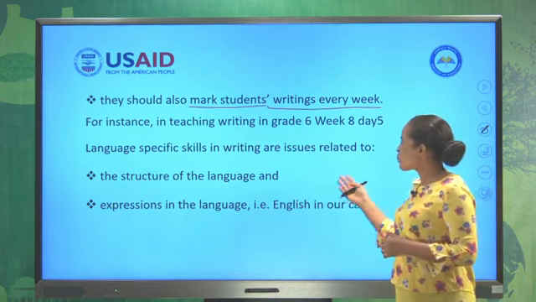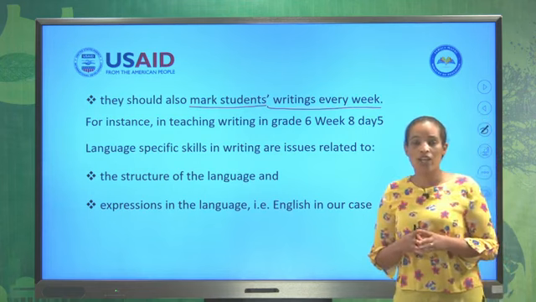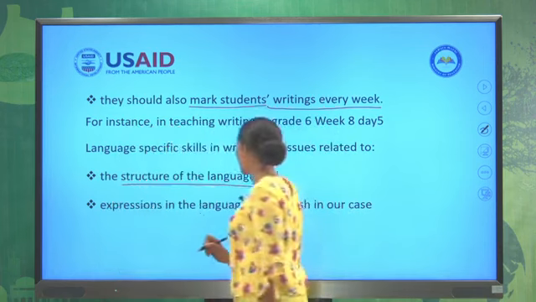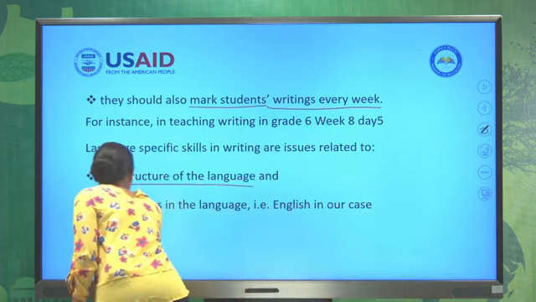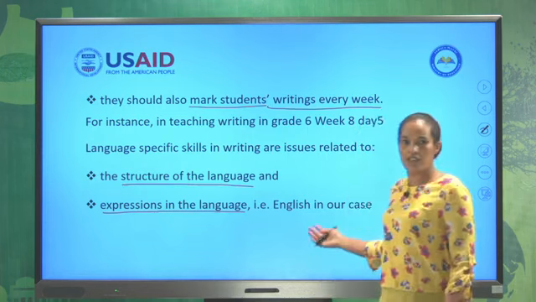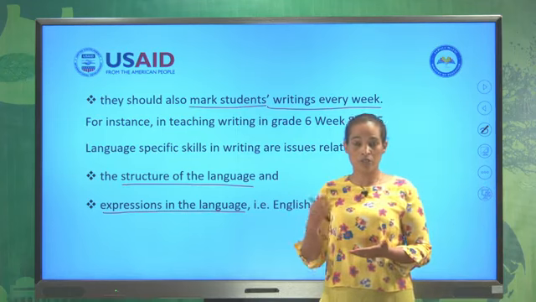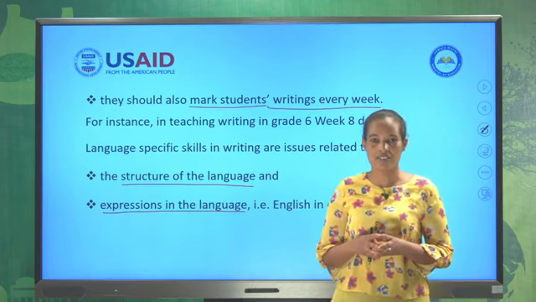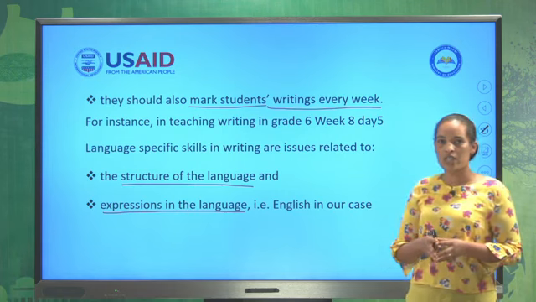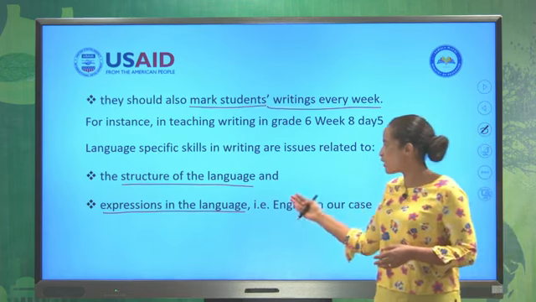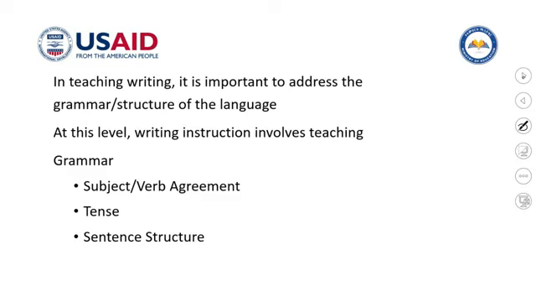Good. Language-specific skills in writing are issues related to the structure of the language and expressions in the language. That means English in our case: the expressions that are used in the language and the structure of the language itself are issues related to language-specific skills. So far, we talked about the technical skills. In the following points, we are going to raise the language-specific skills, which are related to structure and expression. All right, teachers.